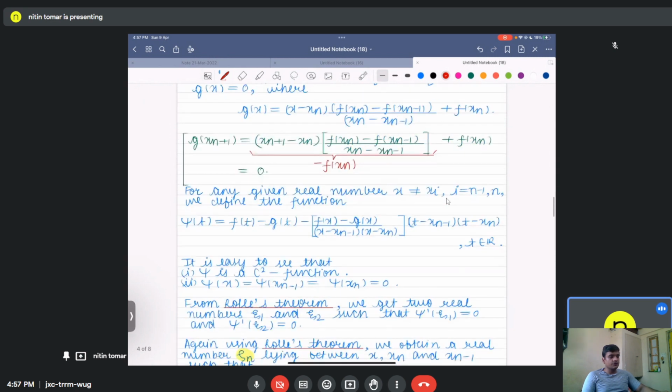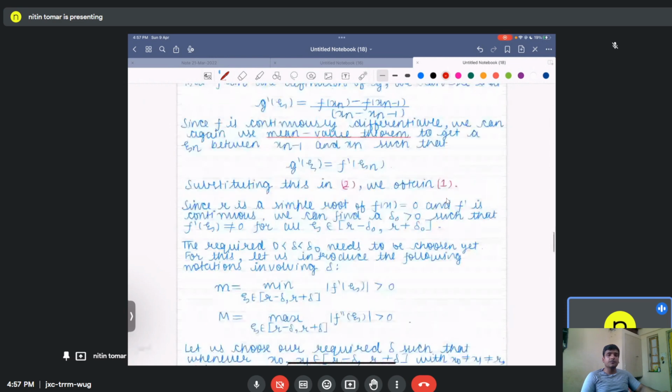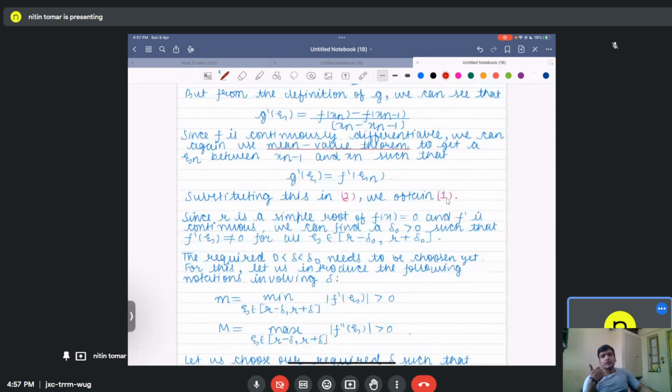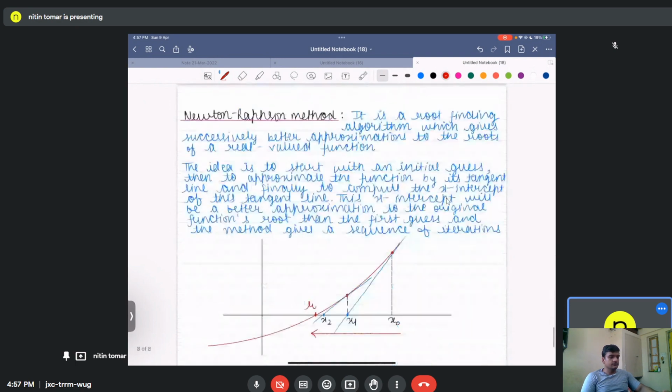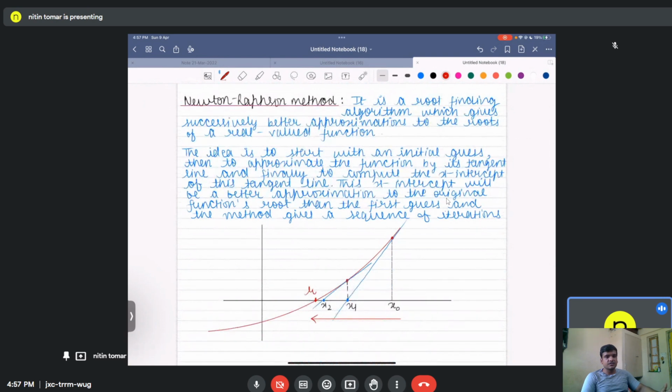Then we saw the proof. It was very long, but in the proof one thing was very, very clear. You have to make explicit use of Rolle's theorem and mean value theorem again and again up until the first derivative, and that is why we have taken f to be a C2 function. Then in the last I tried to discuss the Newton-Raphson method, but due to shortage of time I think it will be a better idea to discuss this in the next session.